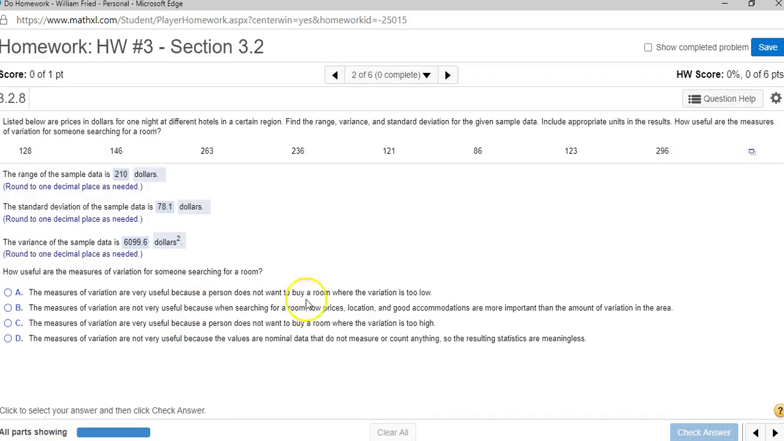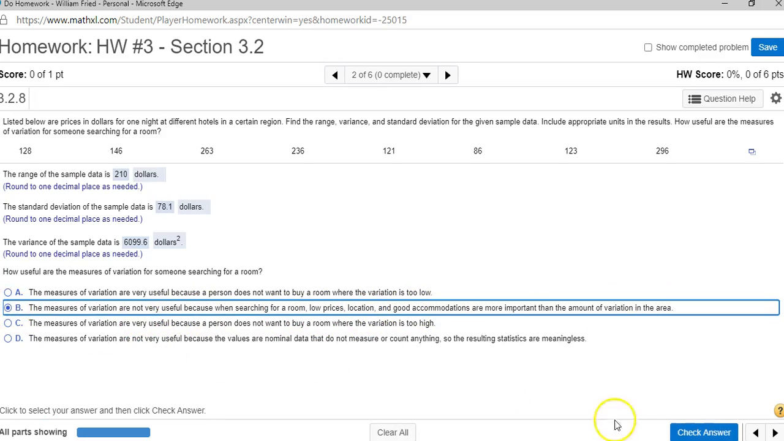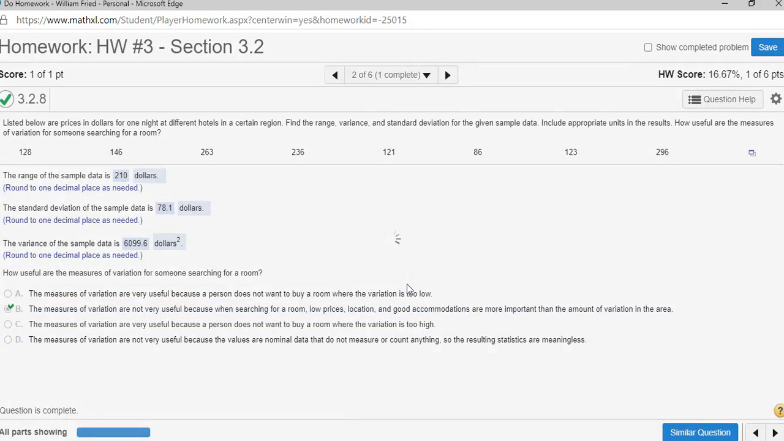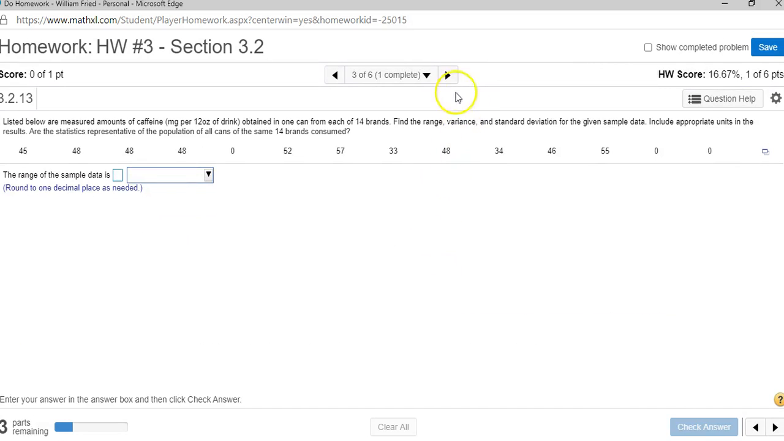Let's see, how useful are the measures of variation if you're searching for a room? Very useful? Who cares about the variation? Not very useful. Okay, here's what I think they're going for here. A person does not want to buy a room with a high variation. The measures of variation are not very useful because when searching for a room, low prices, location, and good accommodations are more important than the amount of variation. I'm going to go with that. Nice work.